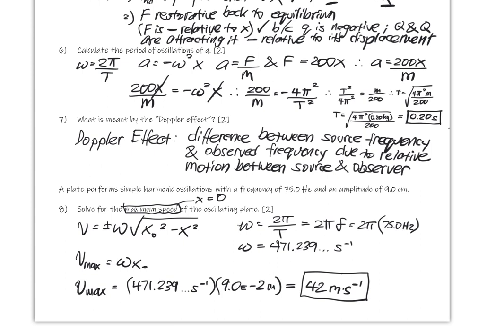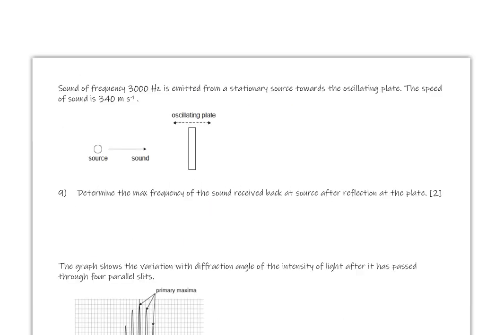That is quite an oscillating plate. Maybe the amplitude is a little high. I should have picked something a little smaller. Anyway, yeah, 42 meters per second. And so there's our oscillating plate.